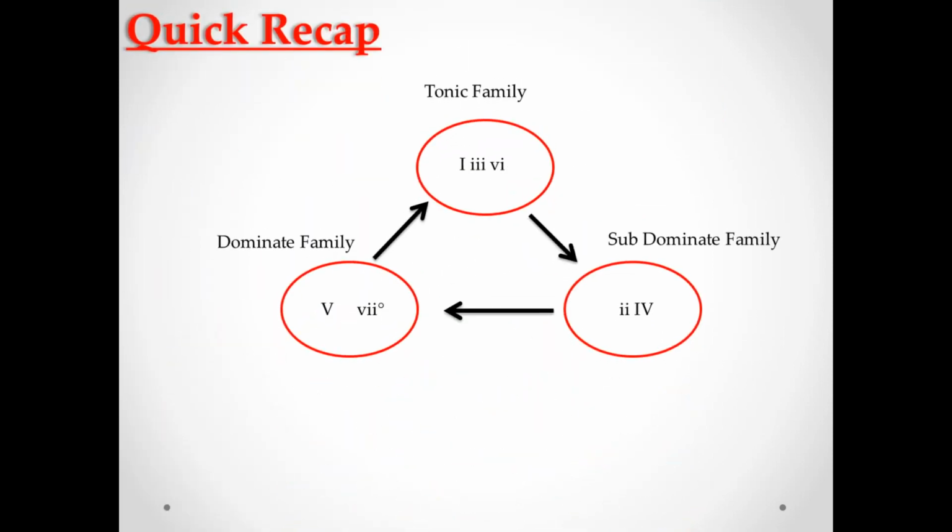So here's a quick recap. We have the tonic family, which consists of the 1, the 3, and the 6 chord, and all of these can be substituted for each other. So I can play a 3 as our first chord or whatever. Then we have our subdominant family. These kind of take us somewhere else, and these are the 2 and the 4 chords. Again, they can both be used interchangeably. Then these kind of move us towards the dominant family, which is the 5 and the 7 chords. Again, can both be used interchangeably, and both of these push us back to the tonic family.